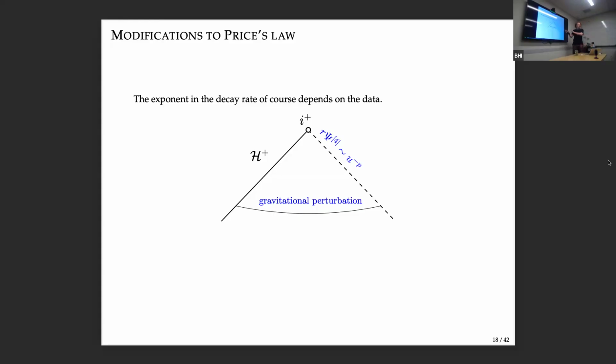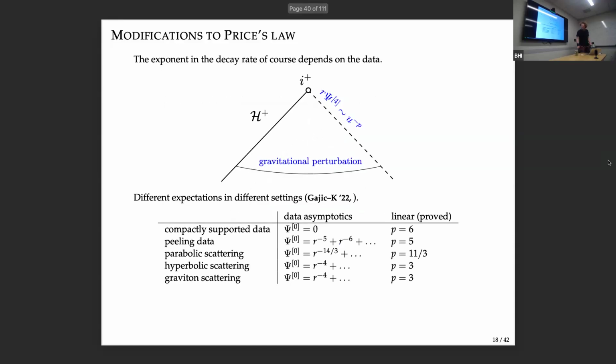But of course, this theorem assumes compactly supported data, and I just told you that maybe you would want to assume different things on initial data. And it turns out that this exponent here, if I write RPC4, decays like u to the minus p at late times, this depends very delicately on what you assume on initial data. And I wrote a little dictionary together with Dejan Gajic on this, on what is known.